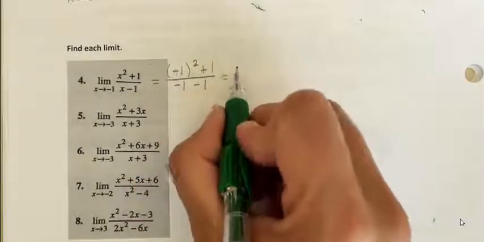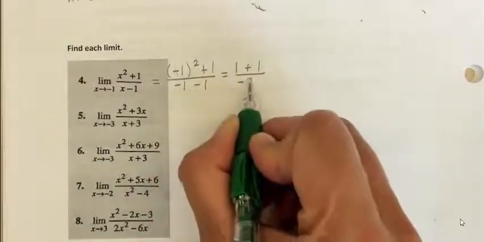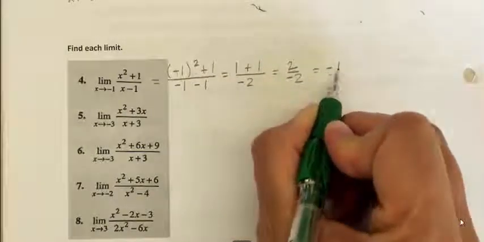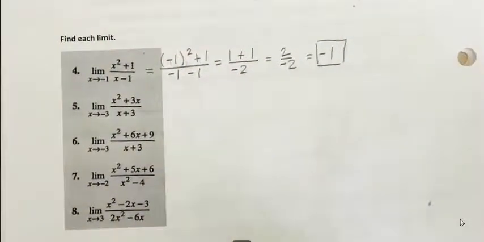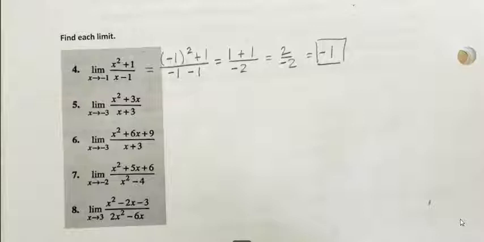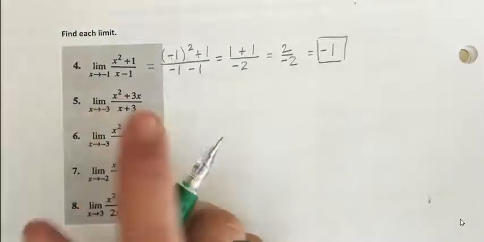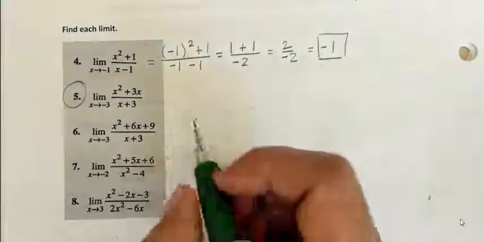That's going to be 1 plus 1 over -2, or in other words, 2 over negative 2, which is negative 1. That would be my limit. Why don't we skip down to number 6. I'll let you do number 5 after I do number 6. I'll do a more complicated one.